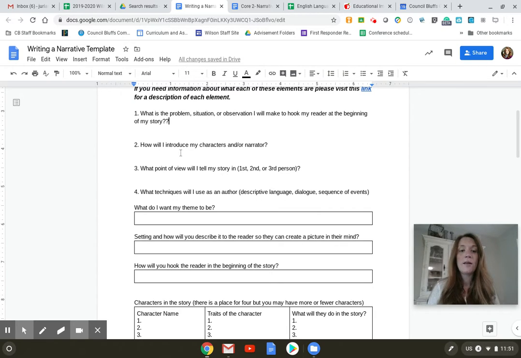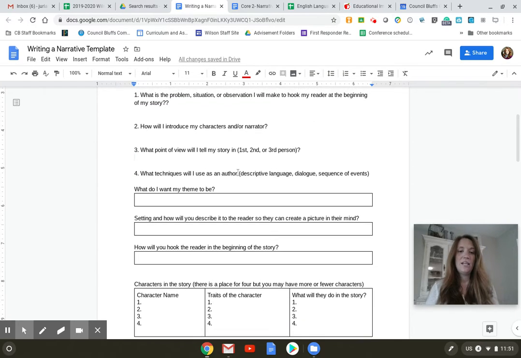Then we're going to introduce our characters. Who are my characters going to be? And how am I going to introduce them? What point of view am I going to write in? Is the narrator going to be the person telling the story? That's first person. Is the reader going to be the character in the story, a second person? Or is the narrator just going to be telling the story of the characters, which would be third person? So you decide which one of those points of view you'd like to tell your story in, and then stick to that.